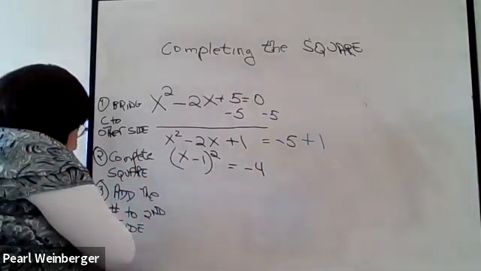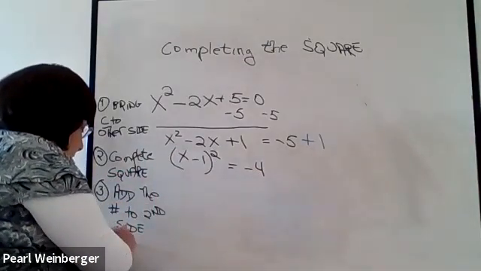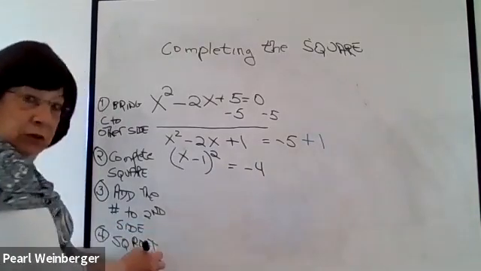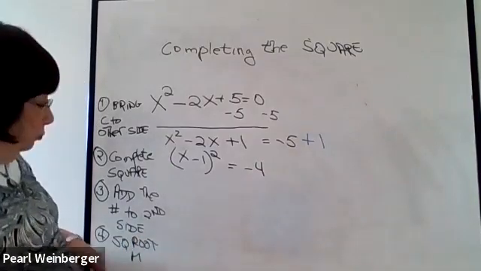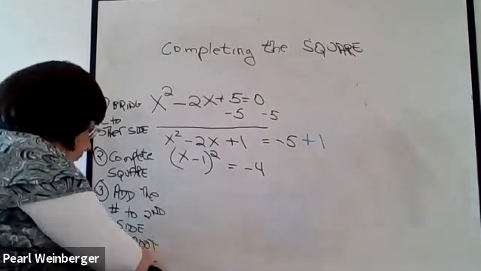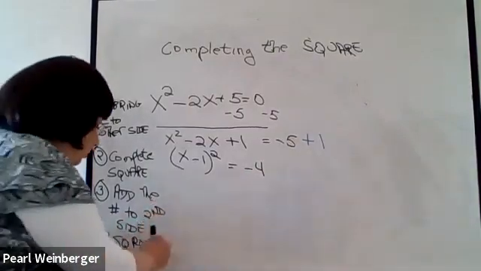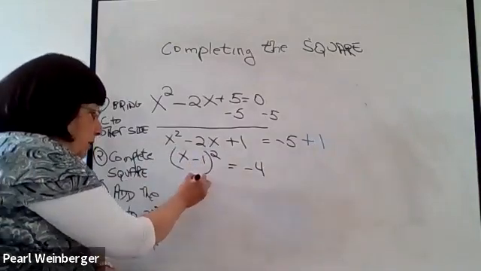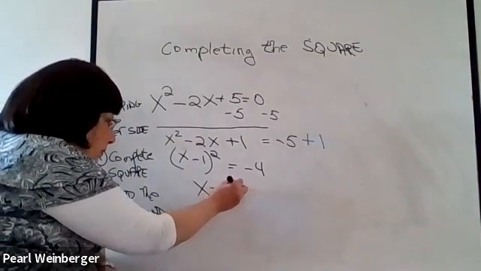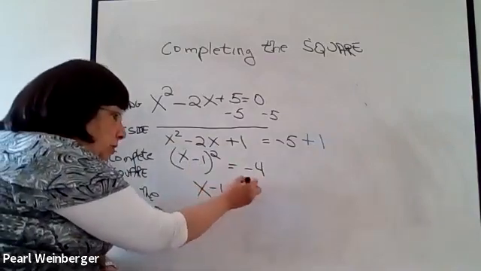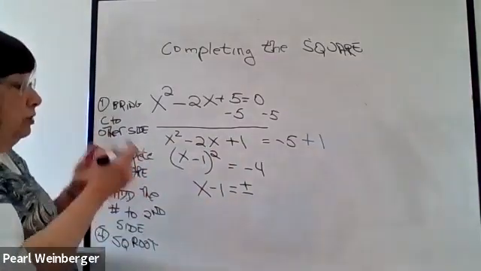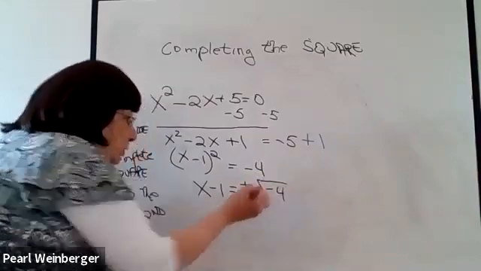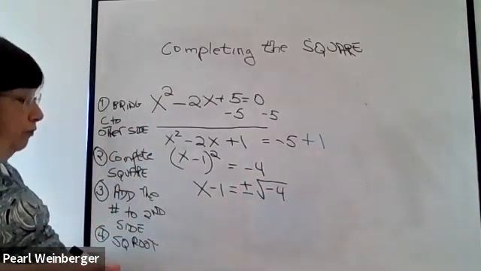So the next thing I'm going to do is just use the square root method. So just take the square root of both sides. So x minus 1 squared, when I take the square root, just gives me x minus 1. On the other side, remember, when you're solving the equation, you have to do plus or minus the square root of the number, which happens to be -4.